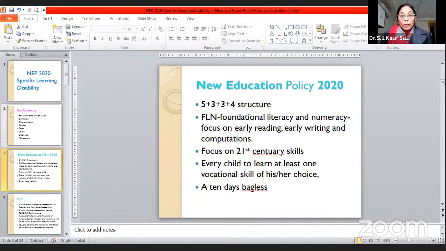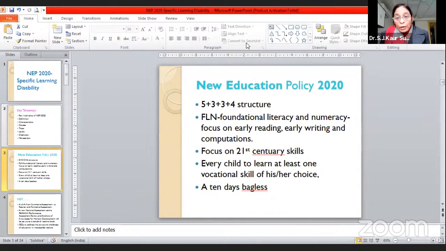After a gap of 34 years, the new education policy, 2020, has been approved by the Union government. It brings many reforms in school education and in higher education as well. The first and foremost reform is that the present system of schooling, that is 10 plus 2, as we all know, is going to be replaced by a 5 plus 3 plus 3 plus 4 structure.